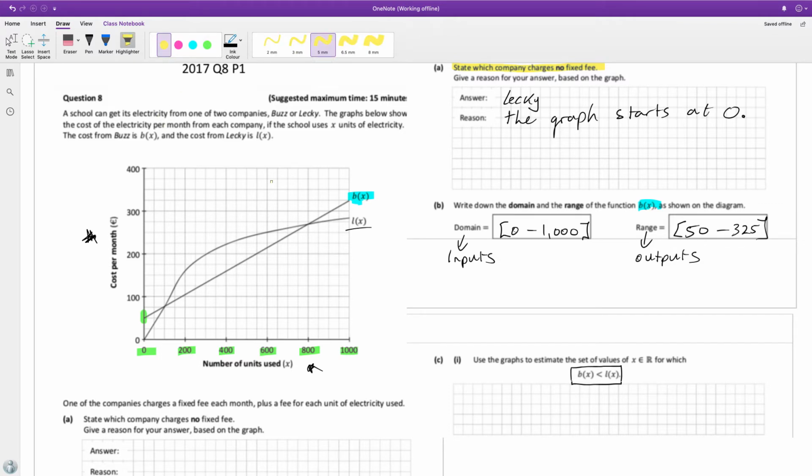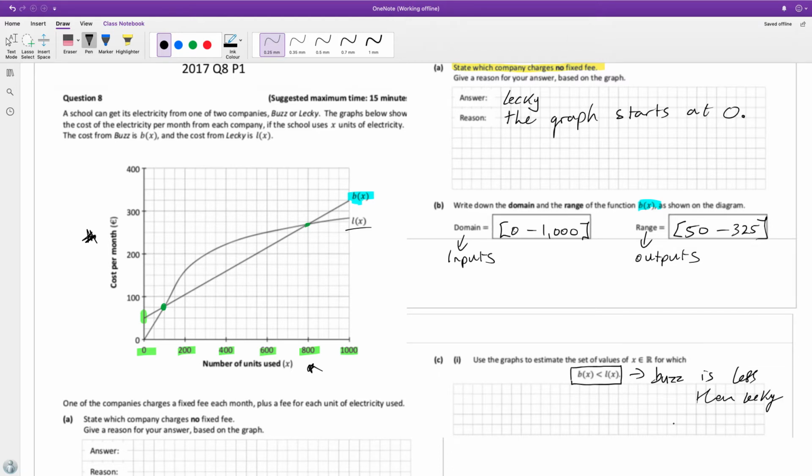So, what do you think Buzz is less than Lecky means? Where Buzz is below Lecky. So which one is Buzz? Is Buzz the straight line or the curvy? So tell me, whereabouts is Buzz less than Lecky? Where does it start? Starts there, isn't it? And where does Buzz finish being less than Lecky? 800, isn't it?